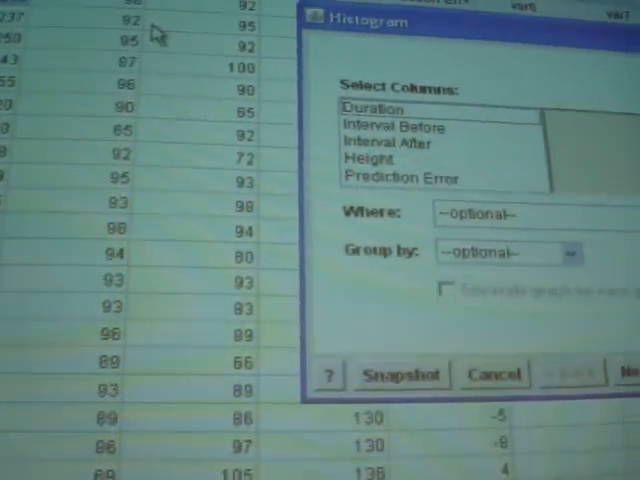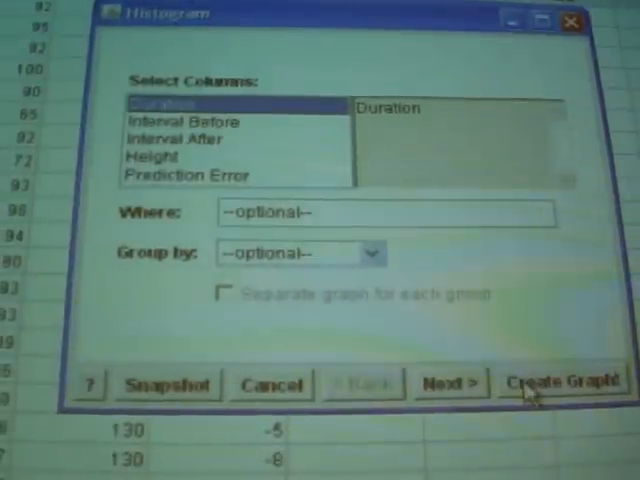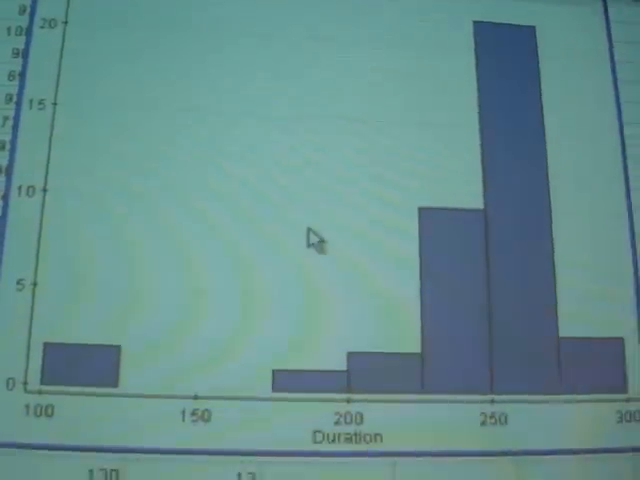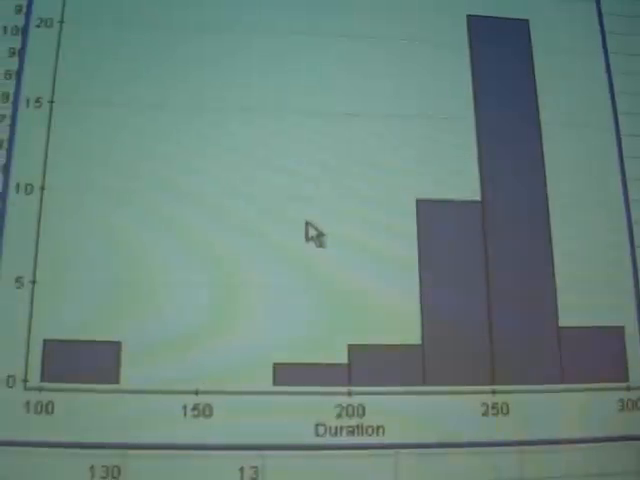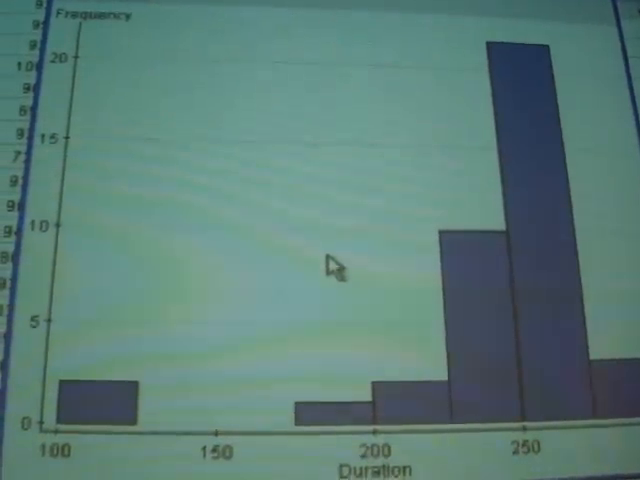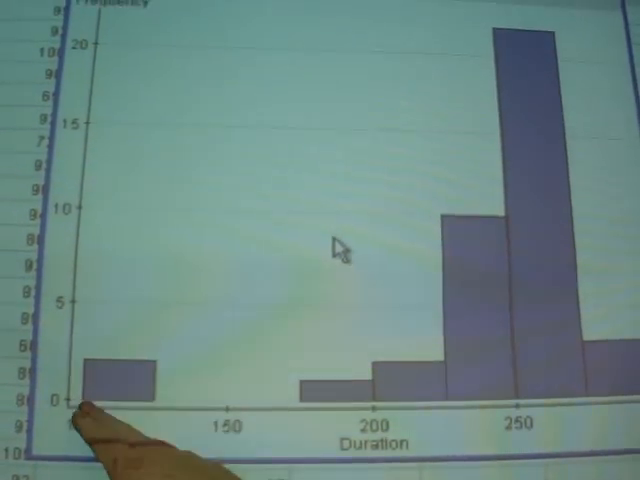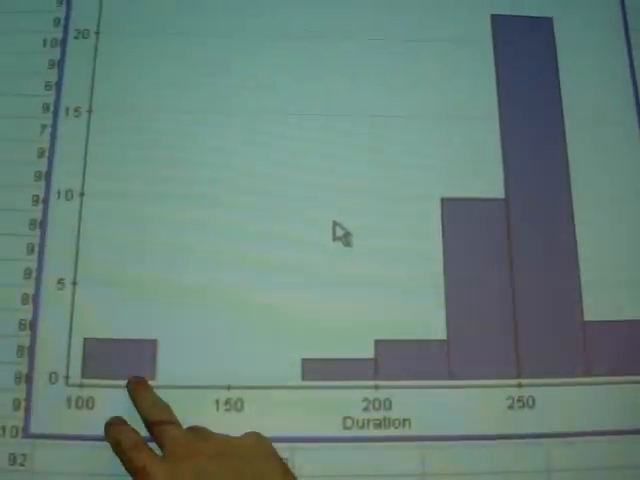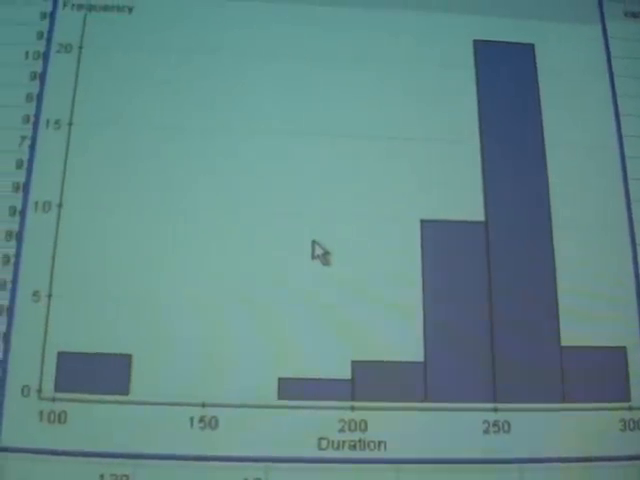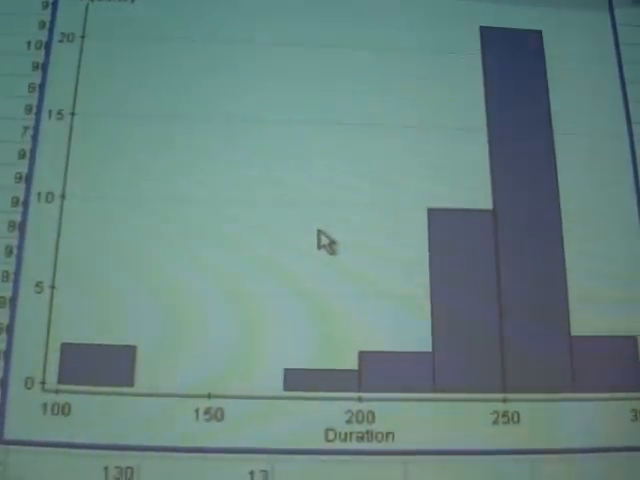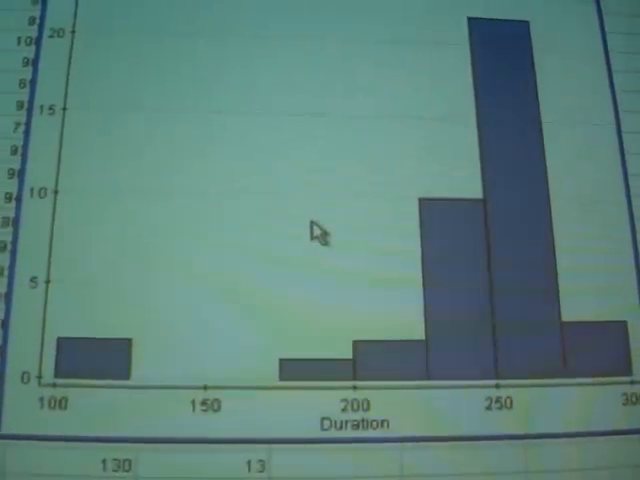So we go to graphics, histogram, and duration is the variable that we're interested in, or the book was interested in. So then we go to create graph. And this is what we end up with. I think we would probably describe this as being left skewed. It looks as though we've got a long left tail, and it also looks like we've got some possible outliers there. There were a few, I don't know if it's maybe 2 durations that were a lot shorter than the rest. So those might be considered possible outliers depending on which criteria you might want to use there.